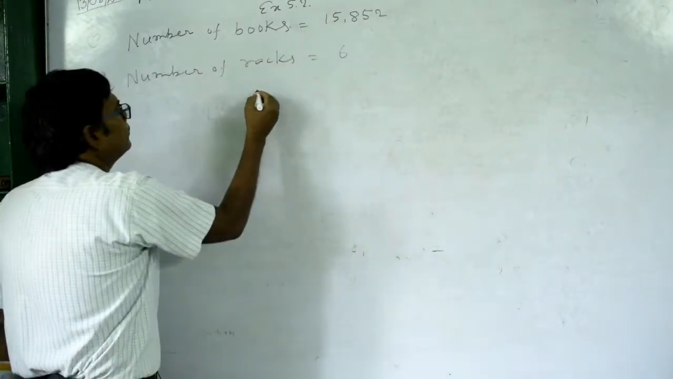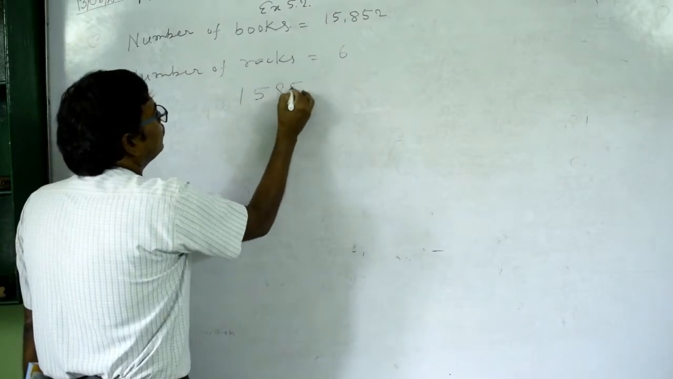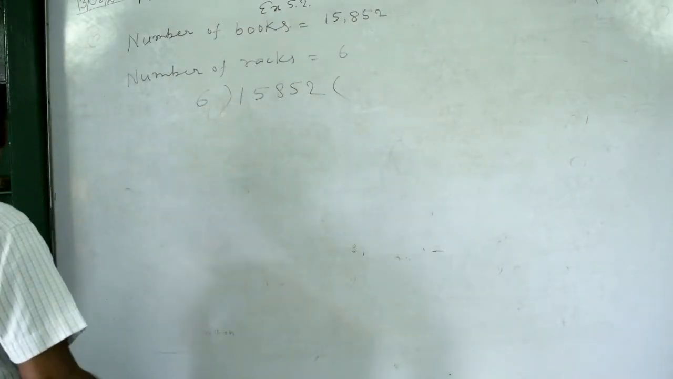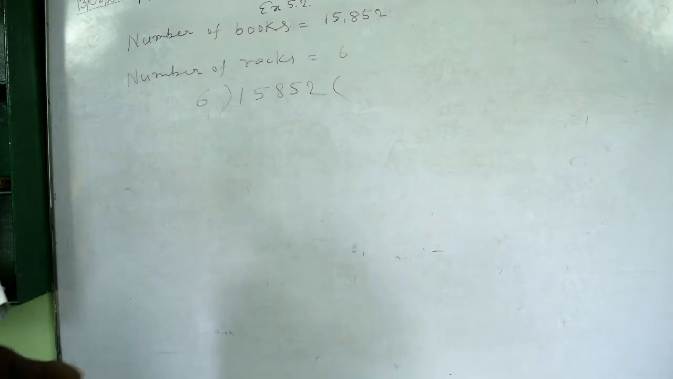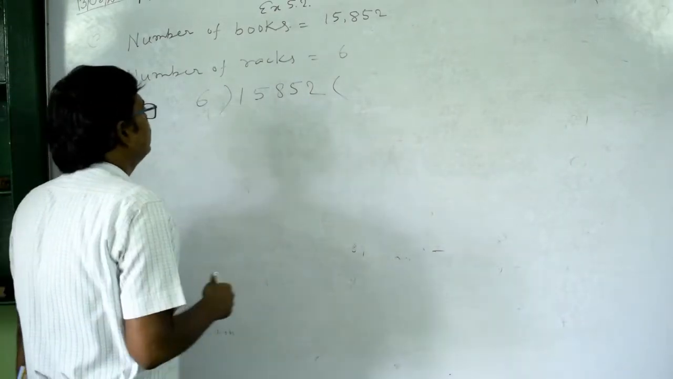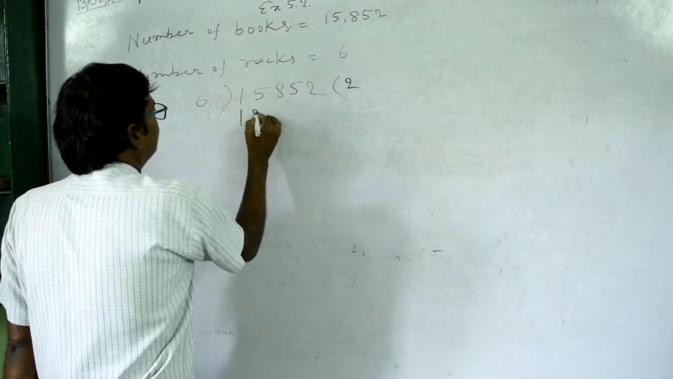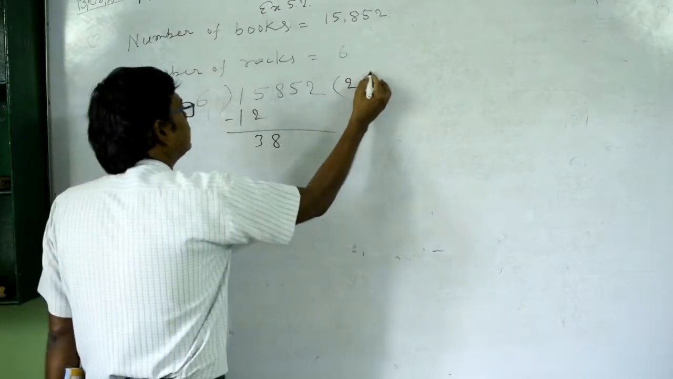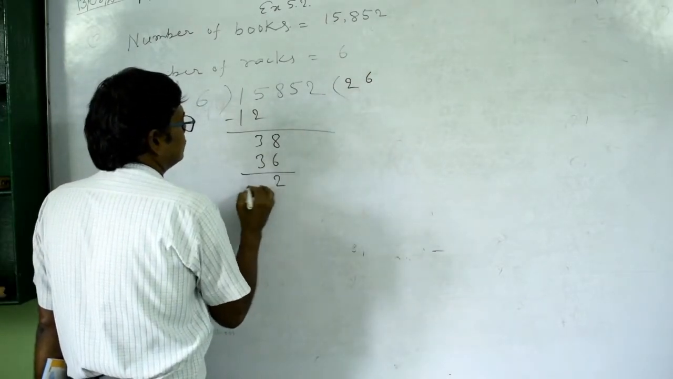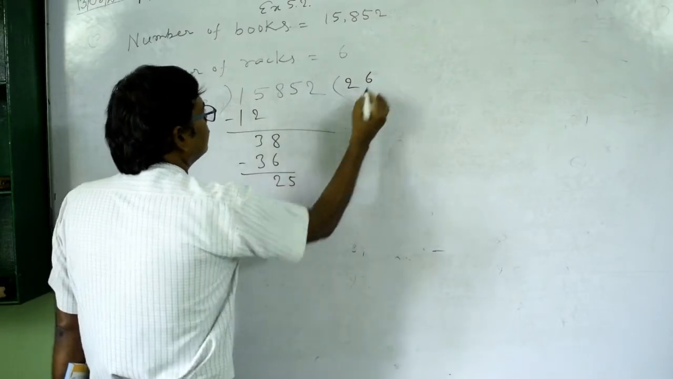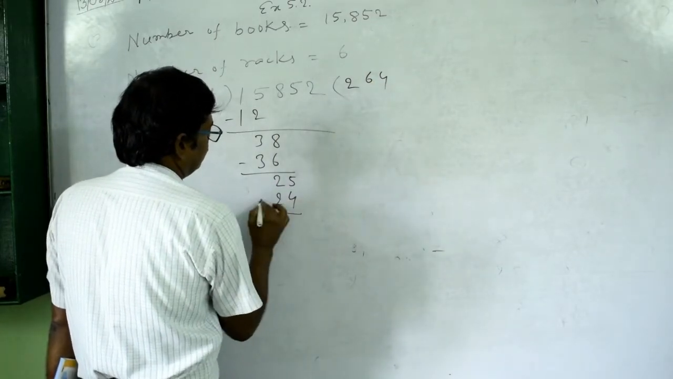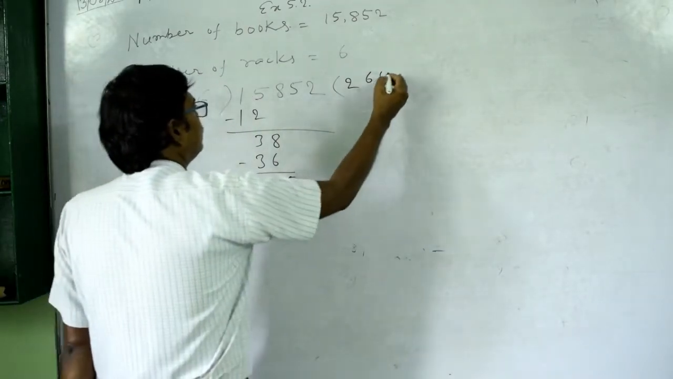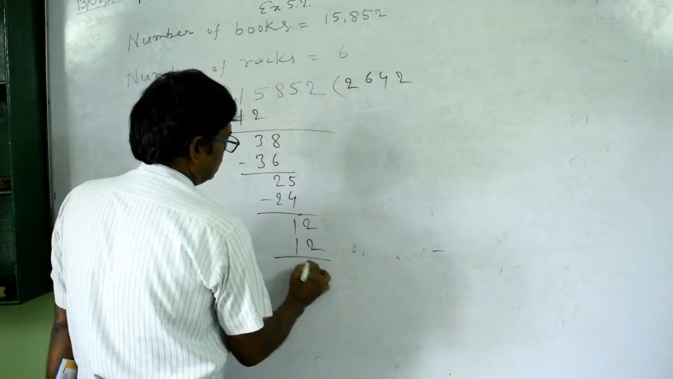So you will divide this number 15,852 by 6. When you divide this number by 6, then 6 2s are 12. So it is 3. Then 8 will come here. Then 6 6s are 36. So it is 2. Then 5 will come here. 6 4s are 24. Then 1 will come here. Then 2 will come here also. So 6 2s are 12. So here the remainder is 0.